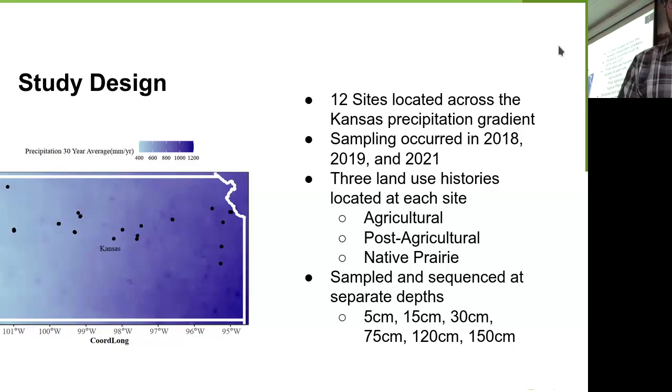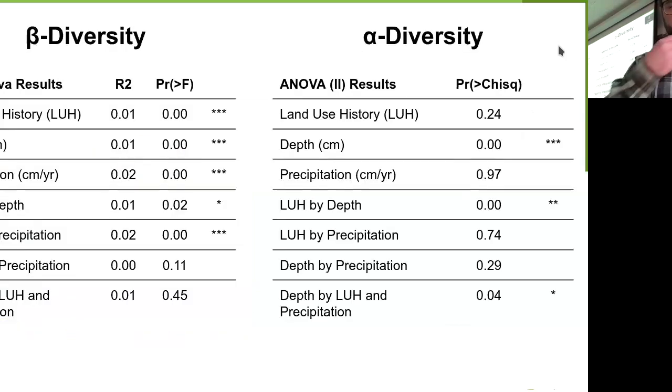All right. So what did we find? I am going to present these tables just to show you that I did a PERMANOVA. We don't need to dwell on this. But the beta diversity is important to look at. We got a lot of significant drivers of beta diversity in this study. So land use history was important, depth was important, and precipitation was important. We also had some interesting interactions that we will talk about briefly. I don't want to dwell too much on the interactions, but we did find a land use by depth interaction and a land use by precipitation interaction.